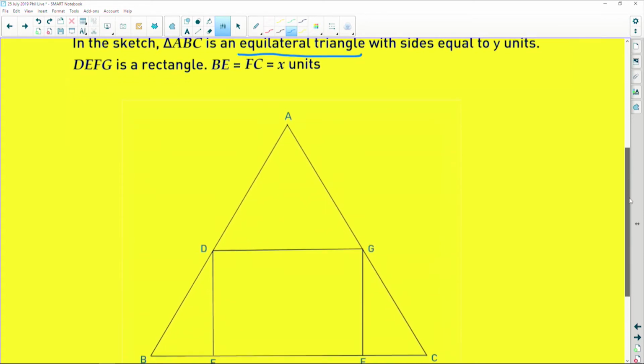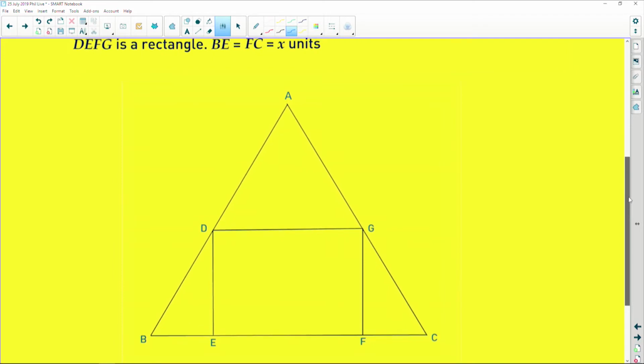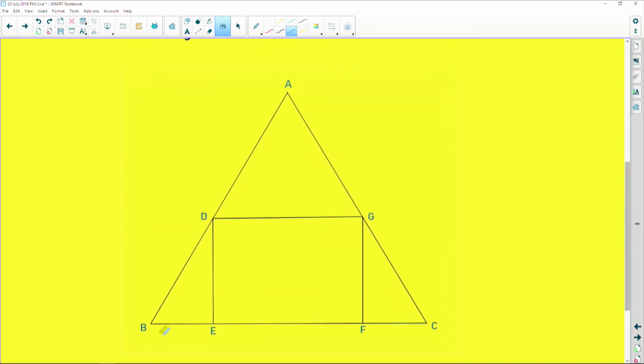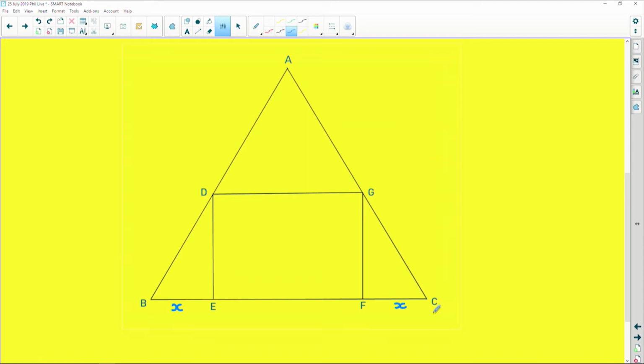Lastly, it says DEFG is a rectangle with BE equal to FC, which is equal to X units. So BE down here is X units, and so is FC. Okay, so BE is equal to FC, which is equal to X units. And remember, a whole side of this equilateral triangle is Y units. Remember also, equilateral triangles, 60 degrees all round.